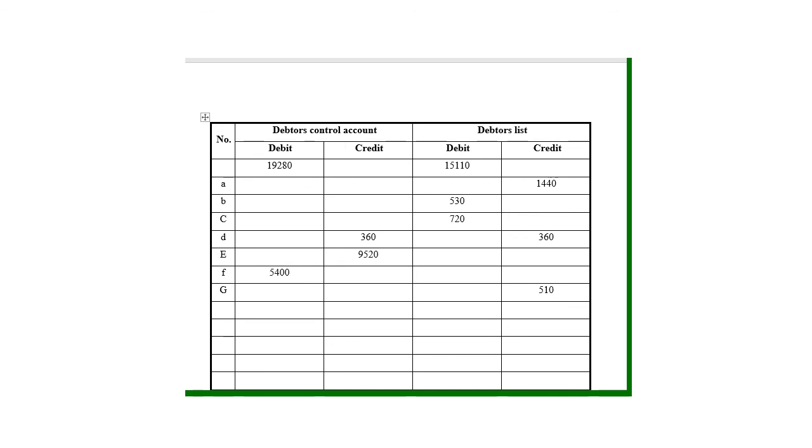Right, so in the second part, we will continue with the rest of the adjustments.